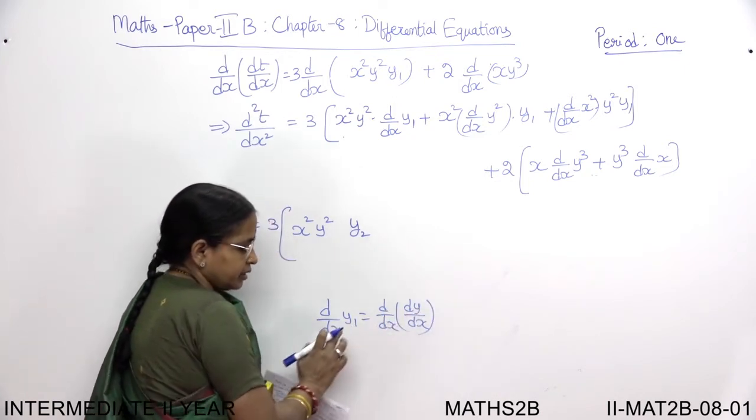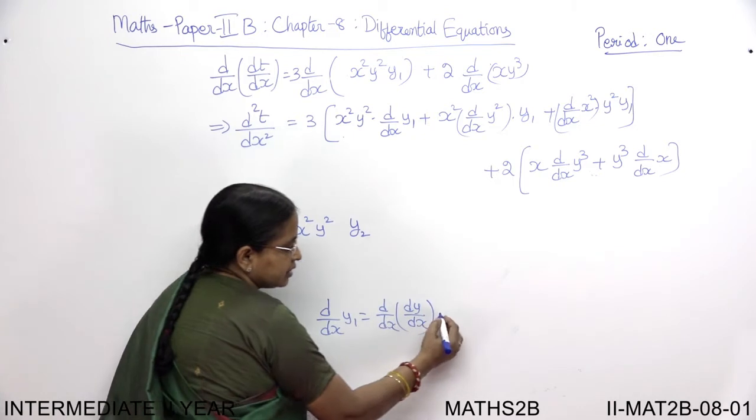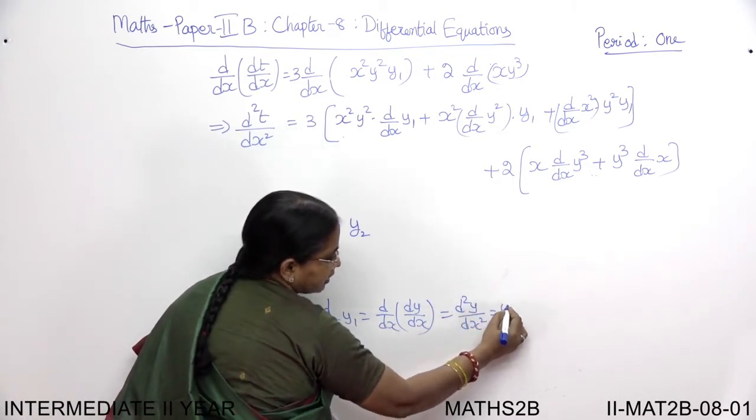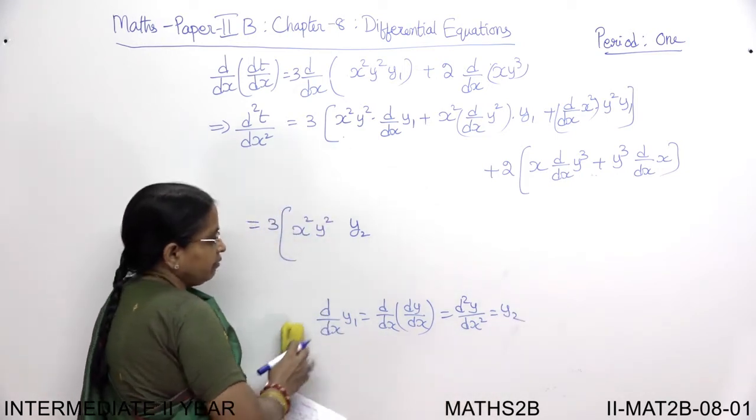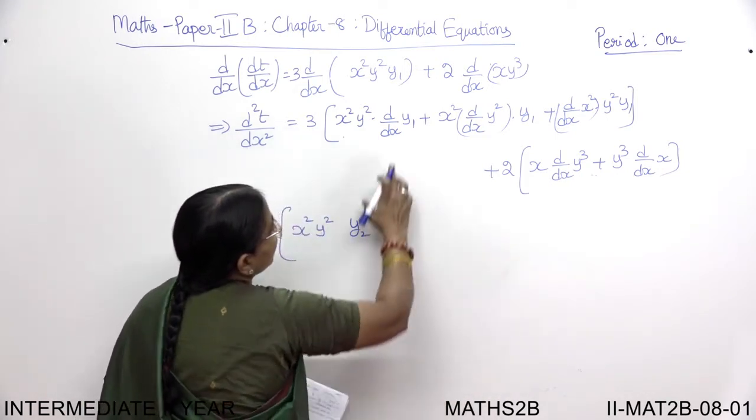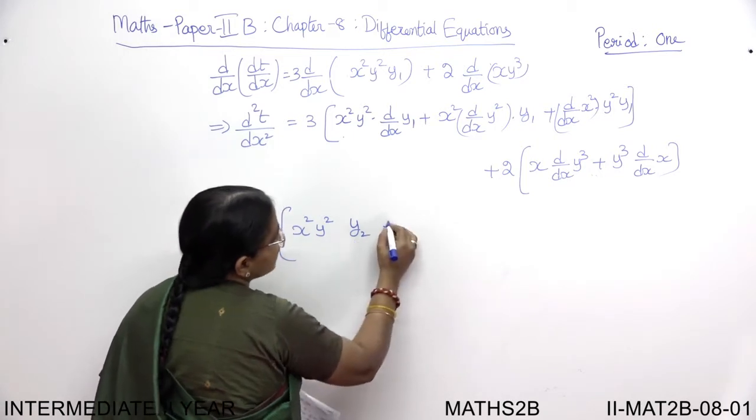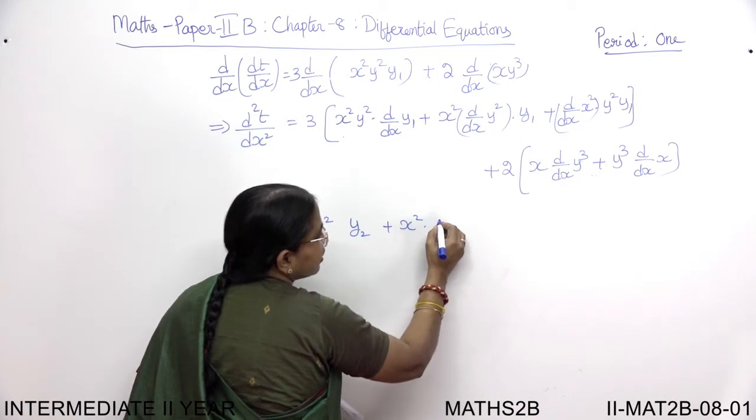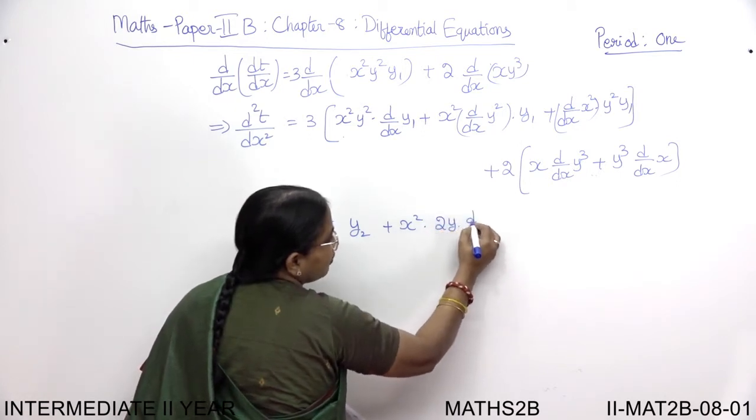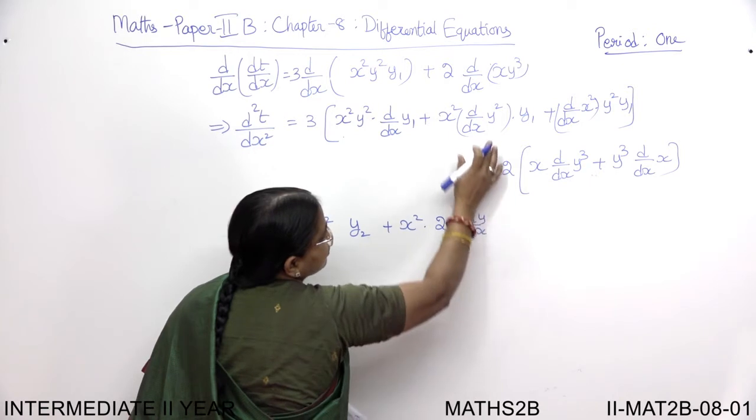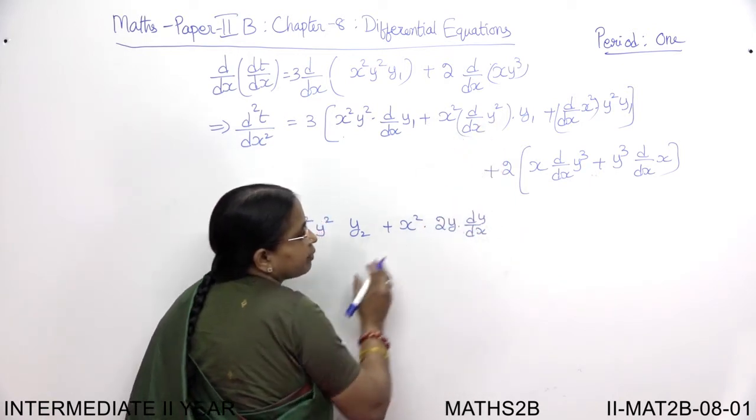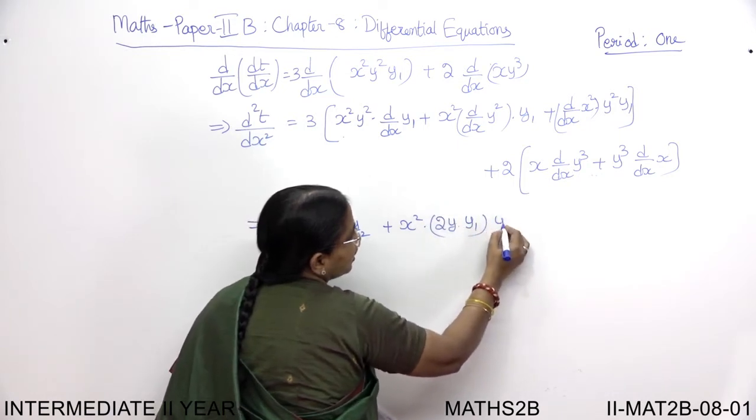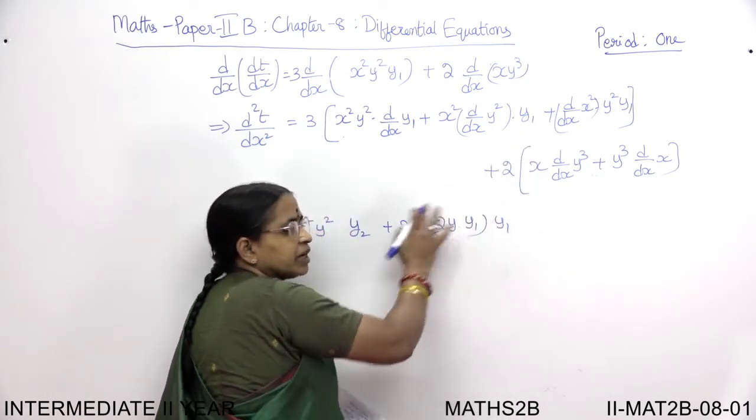y1 means dy by dx. So the derivative of y1 is d square y by dx square, that is y2. So directly we'll write the derivative of y1 as y2 plus x square into the derivative of y square. The derivative of y square is 2y into dy by dx. Only for this it is 2y into dy by dx. So this dy by dx I'll write as y1, into another y1 is there. So it becomes y1 square.